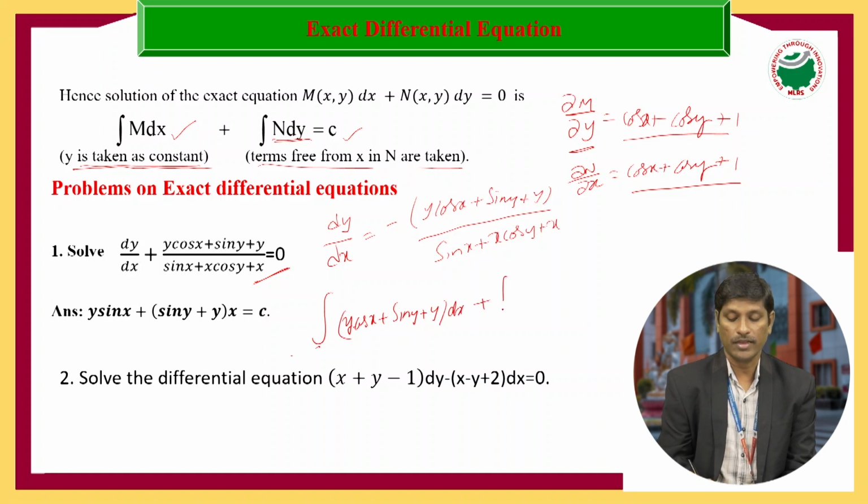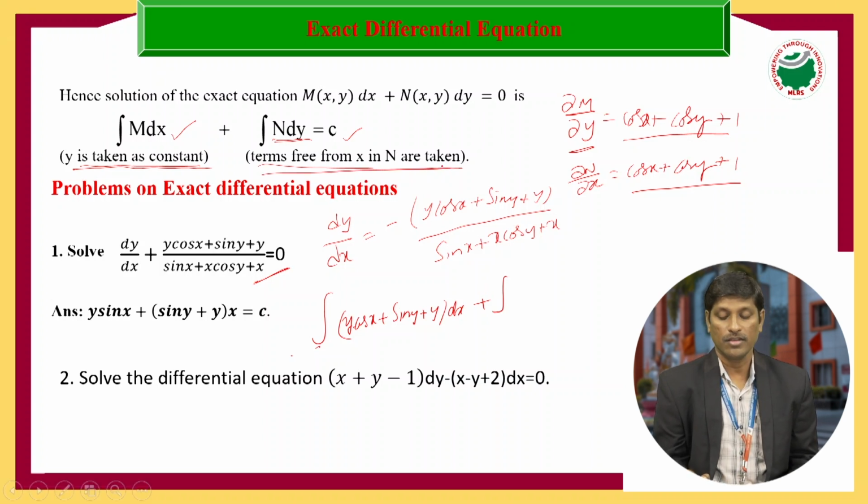Plus n dy. While taking n, what we said is the condition: terms free from x in n. Without having x, whichever terms are available, those terms we have to choose. In n we have sin x, x cos y and x, so there is no term free from x. So simply we write 0 dy equal to c. If any term is available, we write that term; if not, we don't write anything, so simply we write 0.